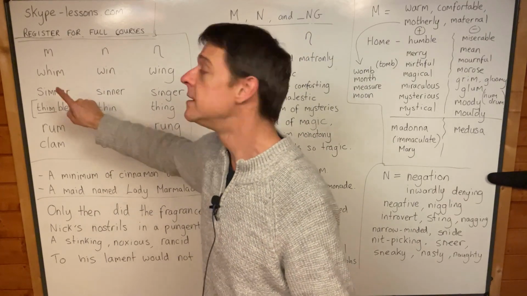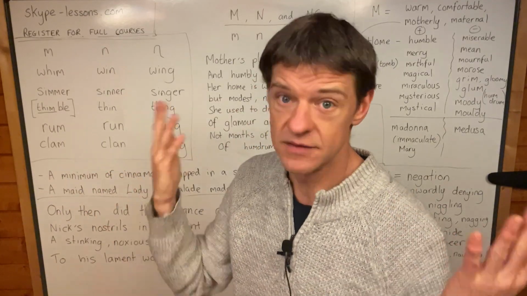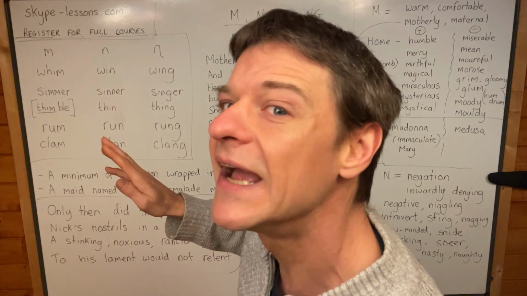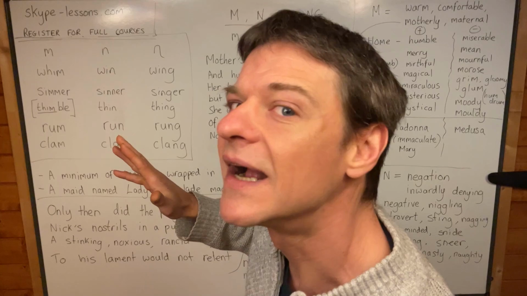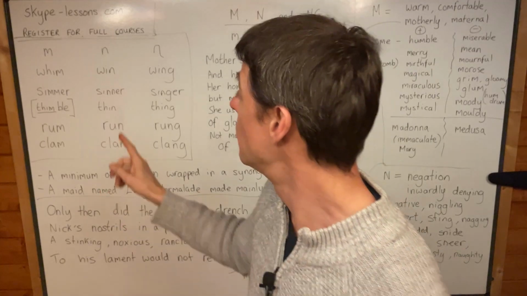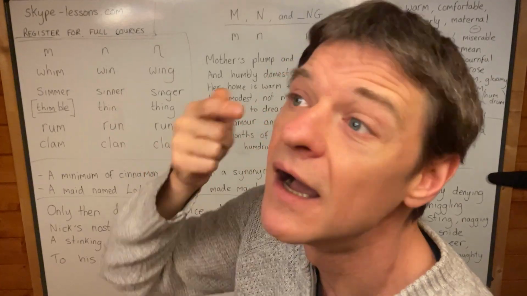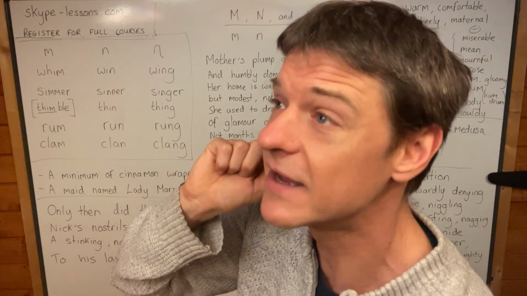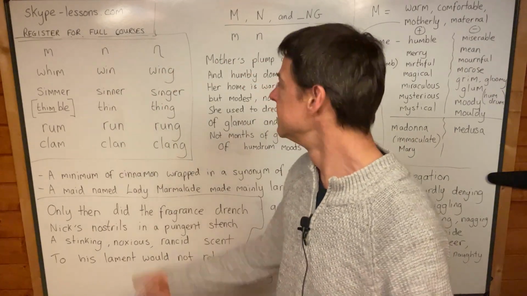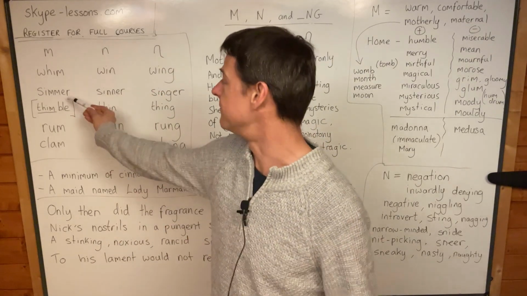But whim, win, yeah, like win the football match, win the poker, win the competition, and wing. Wing, wing. They are very different, yeah? Whim, win, wing. So it's m, n, and then at the back, ng, yeah? It's at the back of the mouth that you make that last nasal sound, that ng. And that's the letter for it in the phonetic alphabet, yeah? It's like an M with a long tail. Okay, let's try the next one.